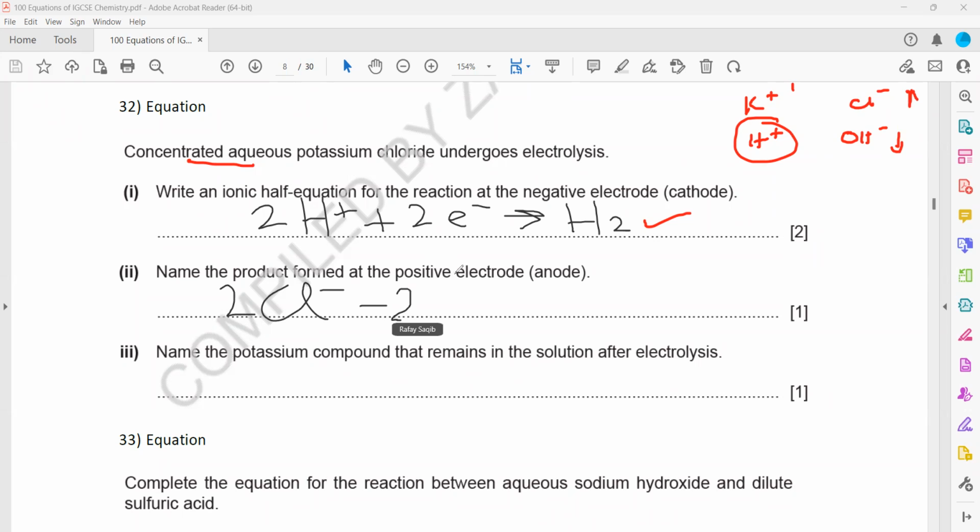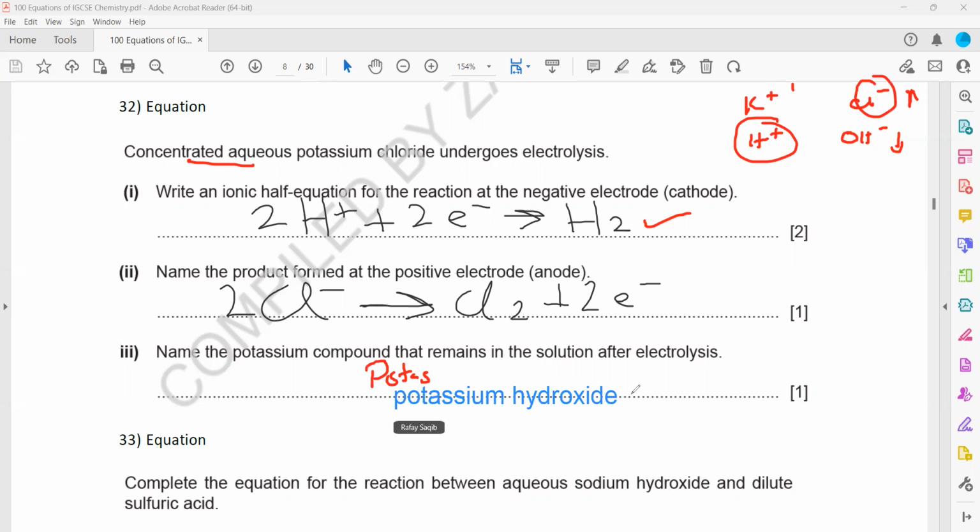2 chloride ions will lose 2 electrons. Yes, you can write 2Cl. You can also write the equation. And then name the remaining compound. So what are we left with? Cl is removed, H is removed. So what are we left with? We are left with potassium hydroxide.